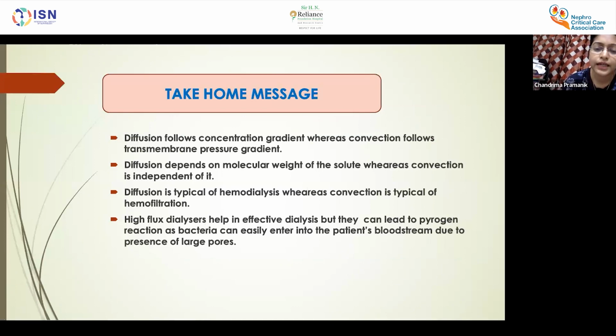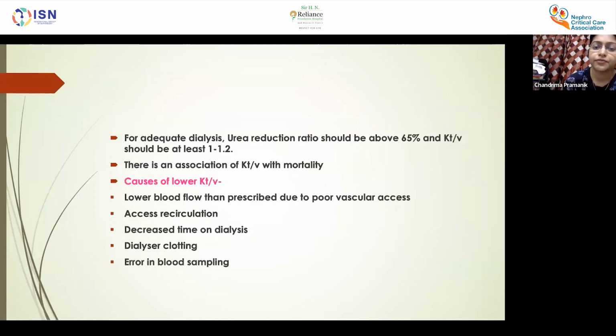Now, high flux dialyzers may help in effective dialysis, but they can lead to some pyrogen reaction, as bacteria can easily enter into the patient's bloodstream due to presence of large molecules, and there may be loss of some important molecules as well. For effective dialysis, urea reduction ratio should be above 65%, and KT by V should be at least 1 to 1.2. And we have found some researches which show an association of KT by V with mortality.